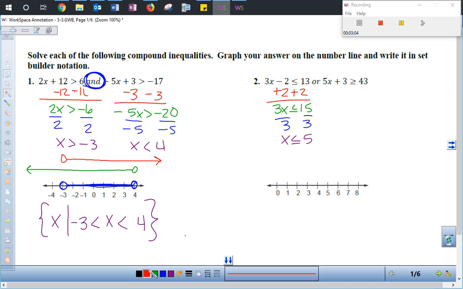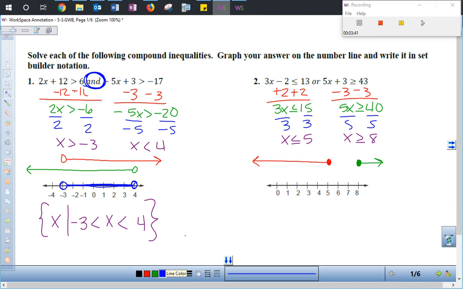On my second inequality, 5x plus 3 is greater than or equal to 43. I'm going to subtract 3 from each side, and I'm left with 5x is greater than or equal to 40. I'm going to divide each term by 5, and I'm going to be left with x is greater than or equal to 8. Now again, so far, the two problems are almost exactly the same, we're going to graph our helper graph. So x is less than or equal to 5. That's going to be a closed dot over 5 with an arrow going to the left. And x is greater than or equal to 8. That's going to be a closed dot over 8 with an arrow going to the right.